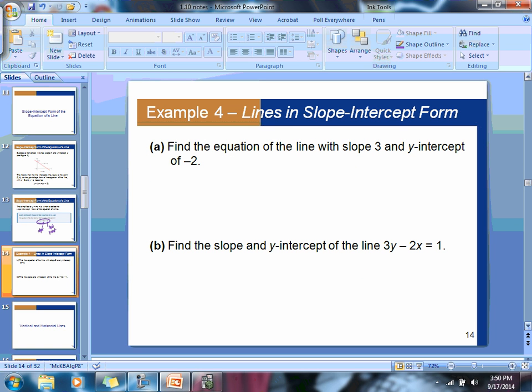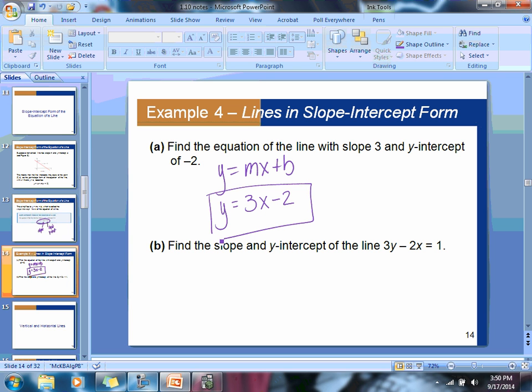Okay, so example 4 has 2 parts. It says find the equation of the line with a slope of 3 and a y-intercept of negative 2. So this is very, very basic. y equals mx plus b. They give me my slope and they give me my intercept, so I know I'm using slope-intercept form. I can just substitute them in. My slope is 3 and my intercept is negative 2. So y equals 3x minus 2. So don't let those easy, straightforward problems trip you up on the homework.